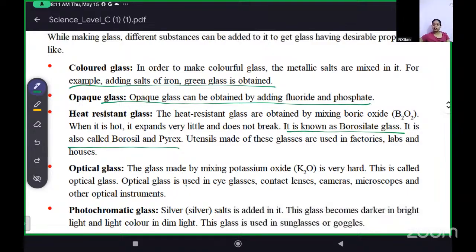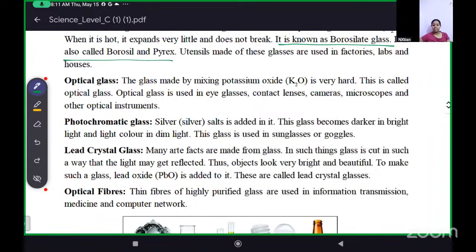Then there is optical glass used in eye lenses, contact lenses, cameras, microscopes, and optical instruments. They are made by mixing potassium oxide, which is very hard. This is called optical glass.